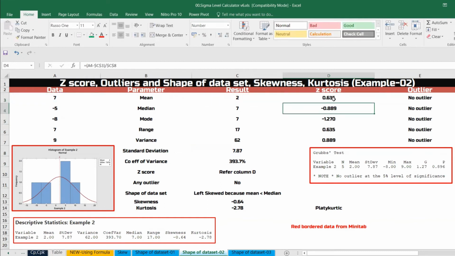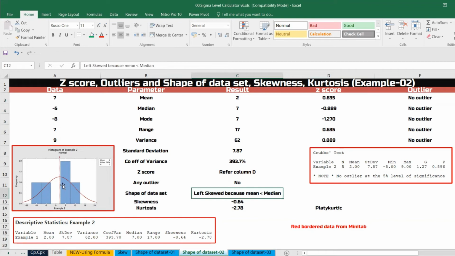So there is a rule and there is a logic to it. If the value is plus 3 or minus 3 and above, then it is called an outlier. That means an outlier exists. And if it is lesser than that, there is no outlier. We can find it using Excel as well. The similar exercise has been done. So we concluded that there is no outlier and it is left skewed.